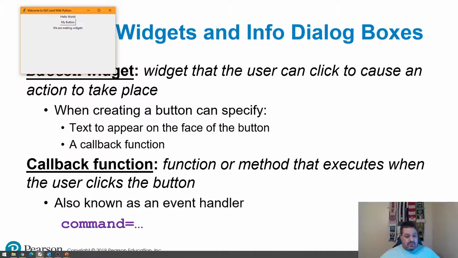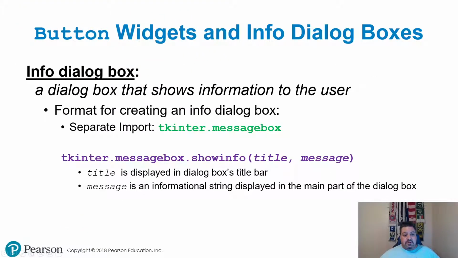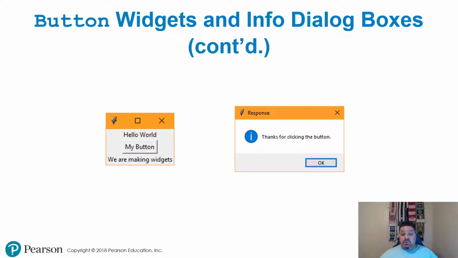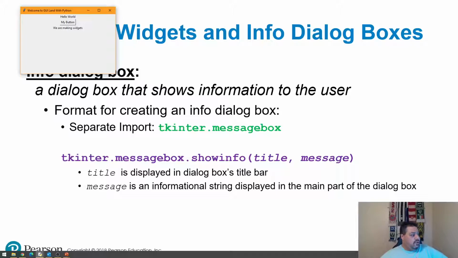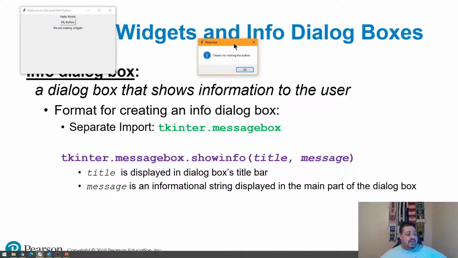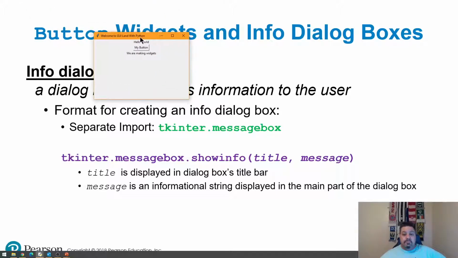So if I want to drag this over, let's get back to what we were talking about here. That's what we should be looking at, right? And we have our info box here. So here's our program. Click on my button, and here's our response. And again, as you can see, I can't do anything back in my program over here until I take care of this info box here. Thank you for clicking on the button. All right. We say OK, and we're back into our program again. Nice and neat.